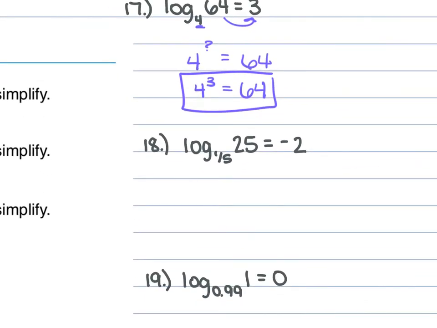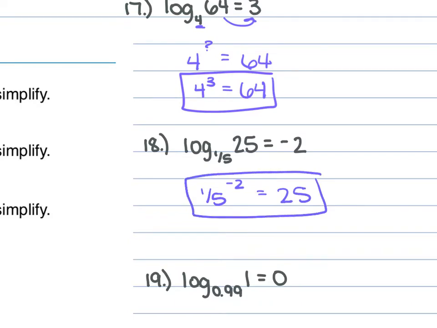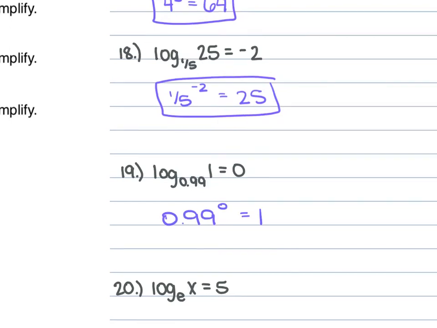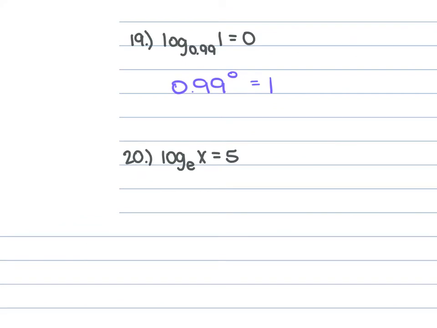For 18, we have log 1/5 of 25 is equal to negative 2. So 1/5 to the negative second power is equal to 25. You should always be getting true statements with these when you do them. For 19, we have log 0.99 of 1 is equal to 0. So this is going to be 0.99 to the power of 0 is equal to 1. For 20, we have log e of x is equal to 5. So e to the fifth power is equal to x.